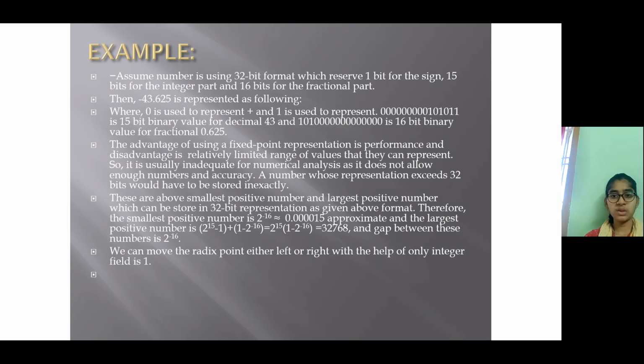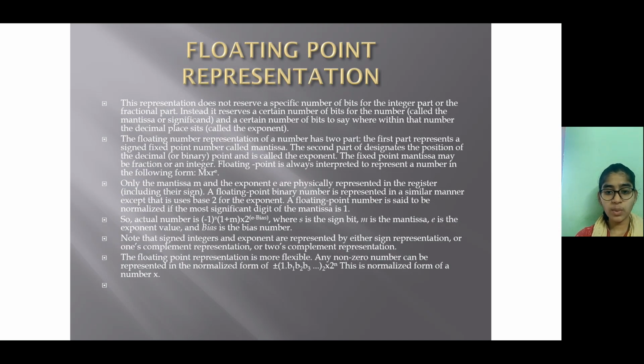These are the two smallest positive numbers and the largest positive number which can be stored in 32-bit representation in the form given above. Therefore, the smallest positive number is 2 power minus 16, which is approximately equal to 0.000015, and the largest positive number is 2 power 15 minus 1 plus 1 minus 2 power minus 16, which is equal to 2 power 15 into 1 minus 2 power minus 16, approximately 32768, and the gap between these numbers is 2 power minus 16. We can move the radix point either left or right with the help of only integer. Here is 1. This is the example of fixed point representation.